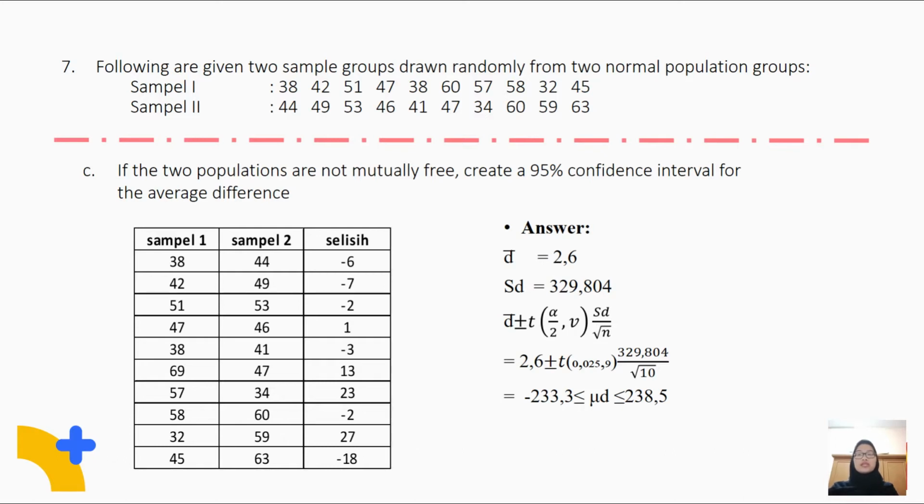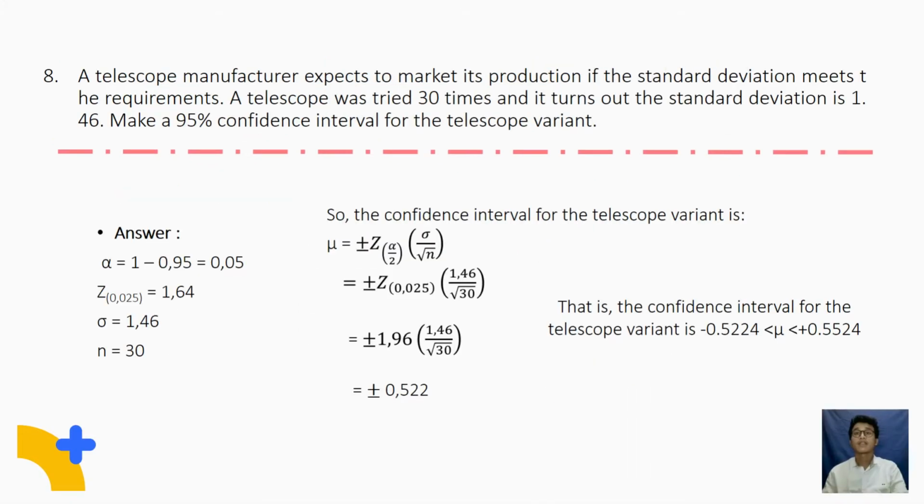So we've got the answer: minus 233.3 is smaller than mu d smaller than 238.5.